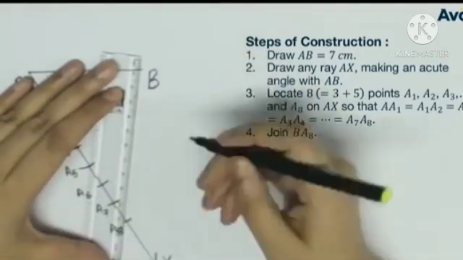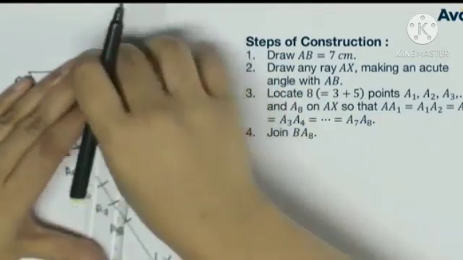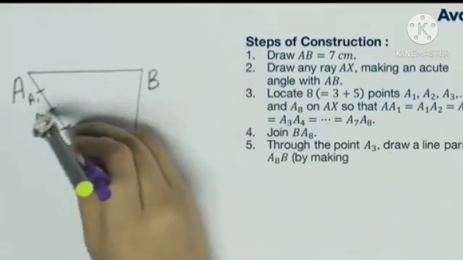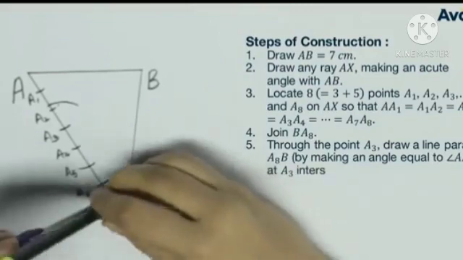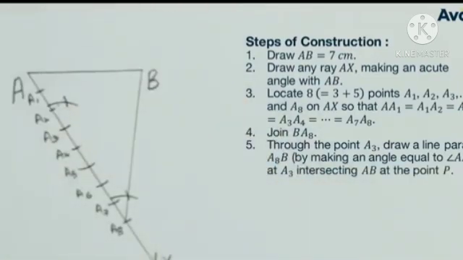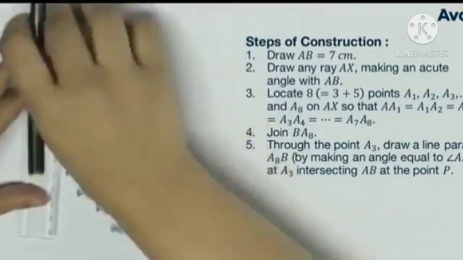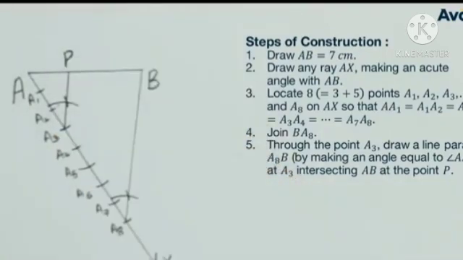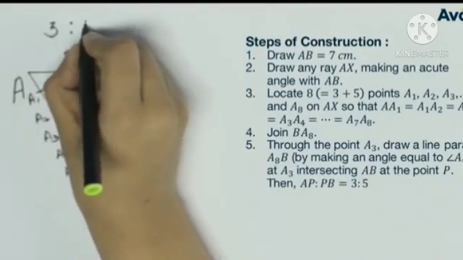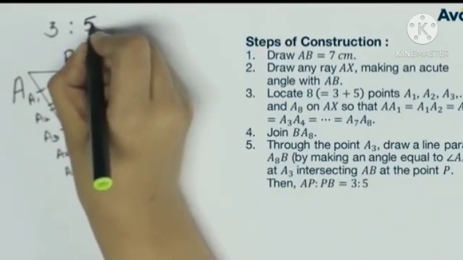Join BA8. Through the point A3, draw a line parallel to BA8 intersecting AB at point P. Then AP is to PB is equal to 3:5.